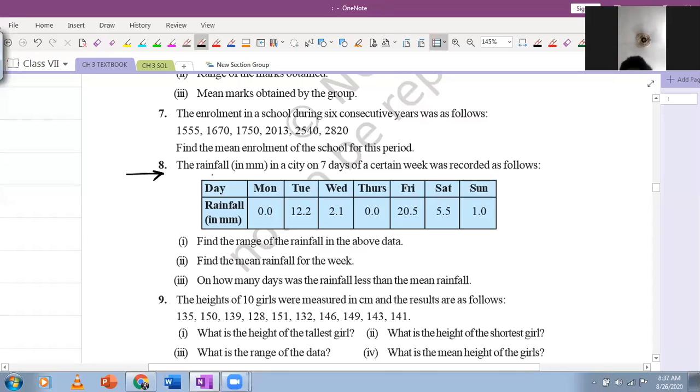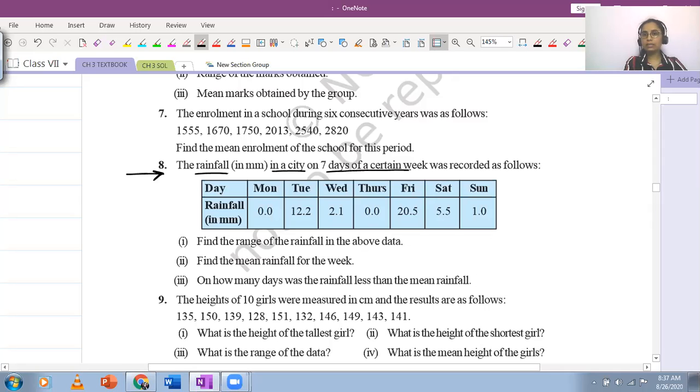So question number 8 tells you the rainfall in a city on 7 days of a certain week. Rainfall has happened in some week, and I hope you know that rainfall is measured in millimeters. How much water is gathered in the dams, the height of that increases. So Monday there was none at all, so it's 0.0. Tuesday a lot of rain, 12.2. Wednesday a little, 2.1. Thursday no rain. Friday 20.5. So it was a lot of rain on Friday. Saturday a little rain. Sunday a little rain.